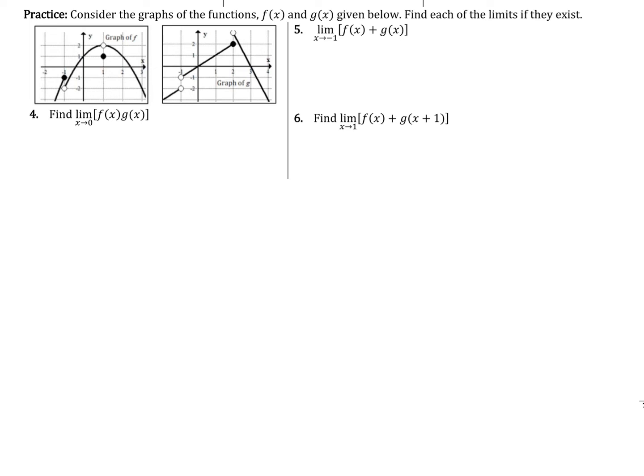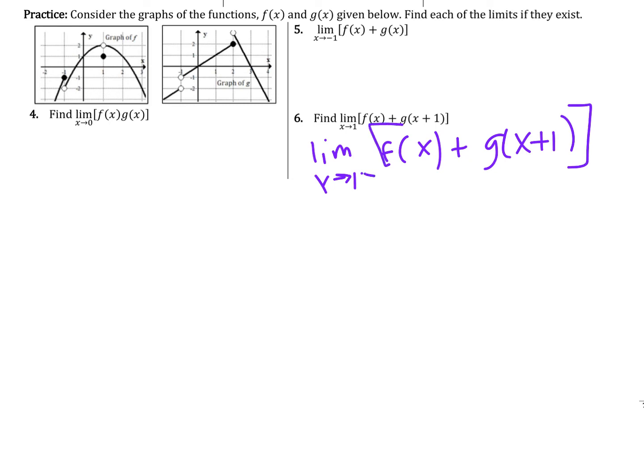So let's look at the limit as we approach 1 from the left. Limit as x approaches 1 from the left of f of x plus g of x plus 1. Again, we're coming from the left. So that's going to give me 2 for f and 2 for g of x plus 1. So this is going to be 4.